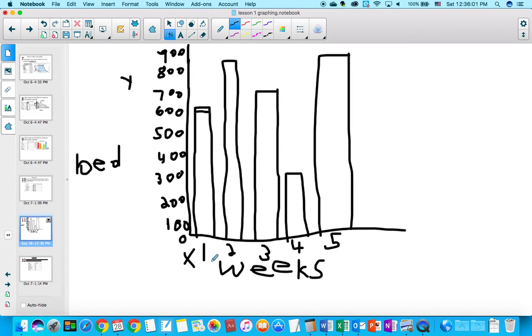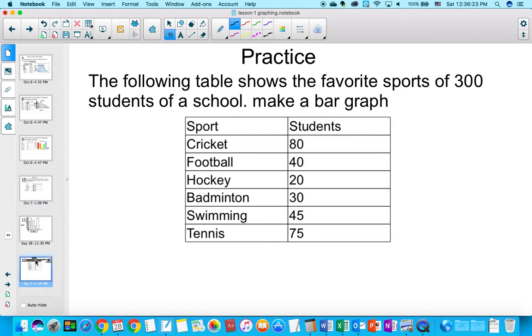Because yeah, weeks are categories, but week 1 changes to week 2, changes to week 3, changes to week 4, right? They turn into each other over time. So you can use a different type of graph to show this. But because weeks can also be considered categories, you can use a bar graph. So here we have another one.